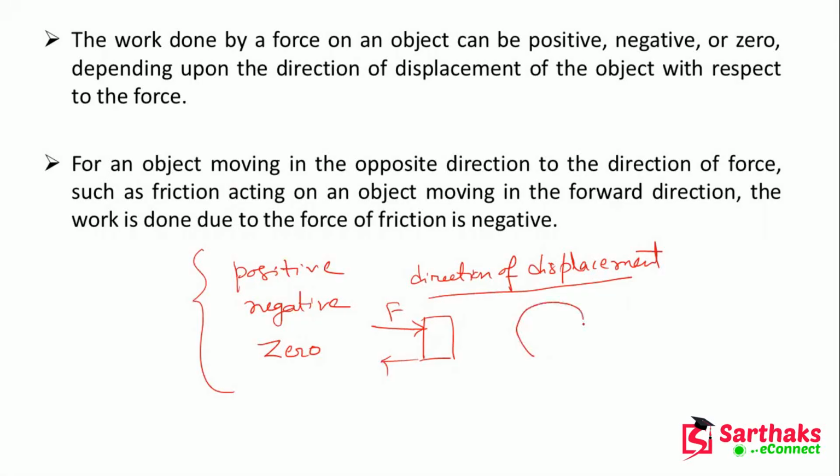I have something and it will just cover this circular path. That means displacement vector is 0. So the work done is 0, right? So this has been written here.